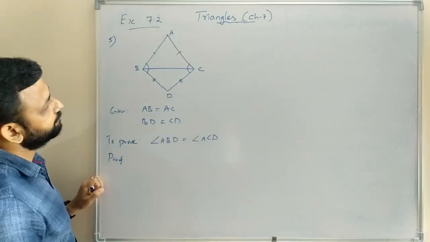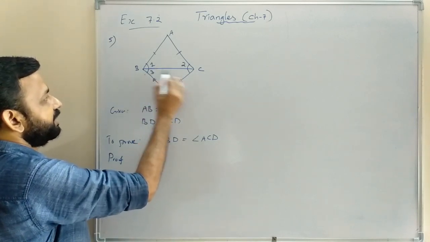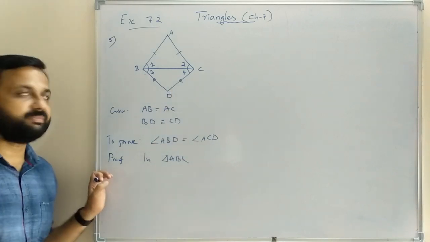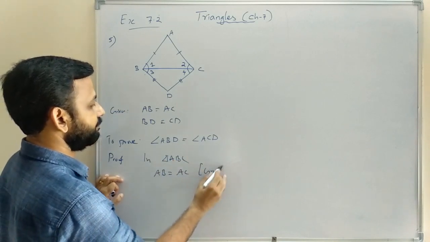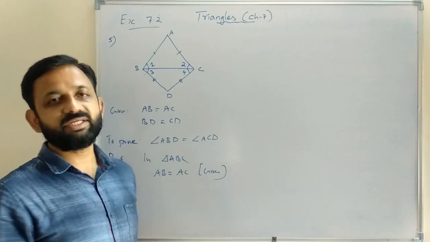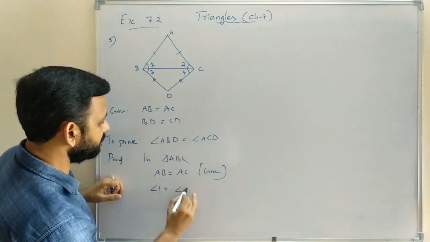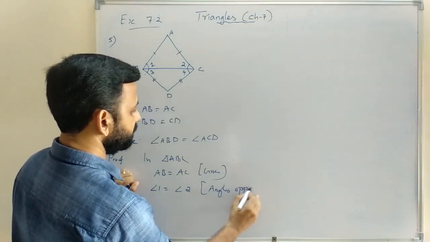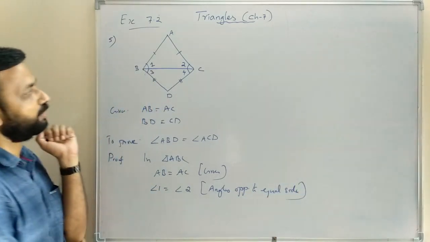So proof. We can take these angles 1, 2, 3, 4. In triangle ABC, AB equals AC, that is given. Therefore, angles opposite to equal sides are equal. If AB and AC are equal, then we can write angle 1 equals angle 2. Reason, angles opposite to equal sides are equal. Angle 1 equals angle 2.